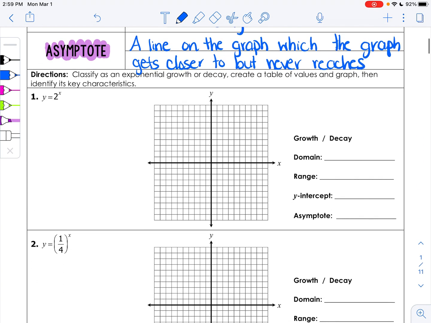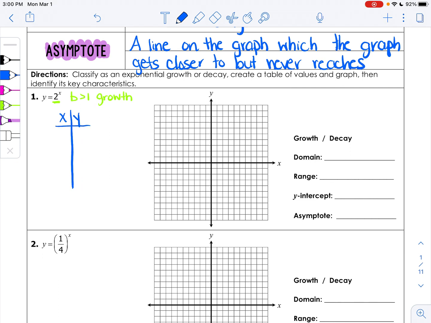Our first exponential function is y equals 2 to the x power. So when we look at this, we can see that the b value is 2. Because that b value is greater than 1, we can say that it is a growth function, or it is increasing. So we want to go ahead and graph it and show that it is that growth function. So we're going to start by making a table of values. And you can use your calculator to help you make the table of values.